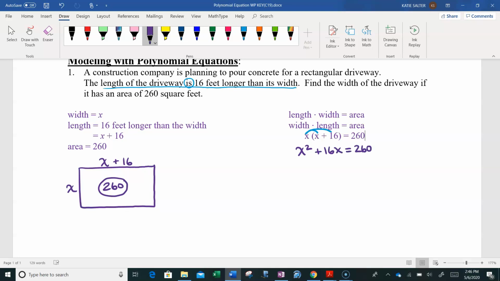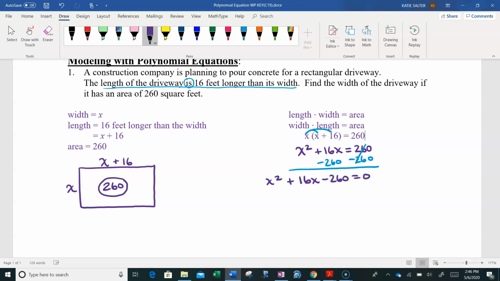Now we're back to problems just like we learned how to solve yesterday. Step 1, we're going to set our equation equal to 0. So we're going to subtract 260 from each side. Make sure that we put this trinomial in descending order. So we have x squared plus 16x minus 260 equals 0.